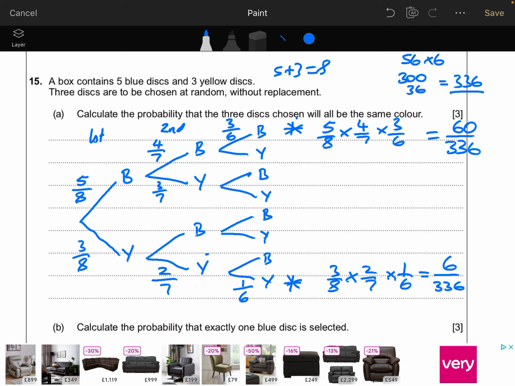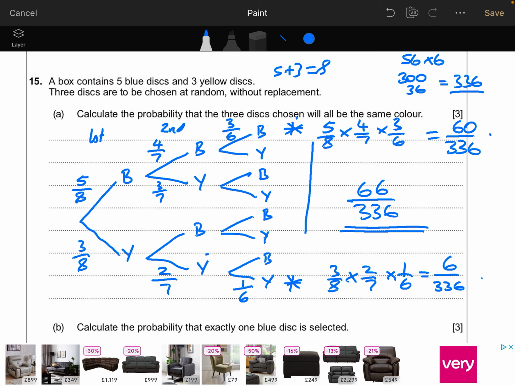3 times 2 is 6 times 1 is 6. So the total probability will be the addition of both of these, where all the discs are the same colour. So it will be 60 over 336 plus 6 over 336, so that will be 66 over 336, and that is my answer. Okay.